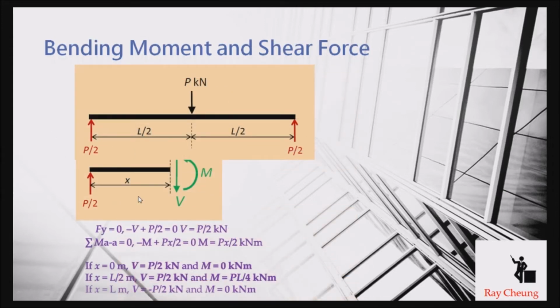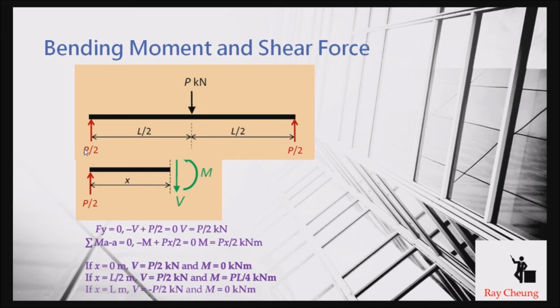After that, based on the equilibrium formula, you can imagine cutting into two pieces. The left-hand side reaction force equals V, and then you will see V equals P divided by 2, and then do the same thing for the moment. Moment is equal to force. P divided by 2 is the force, multiplied by x, the distance. You will see the moment is equal to Px over 2.